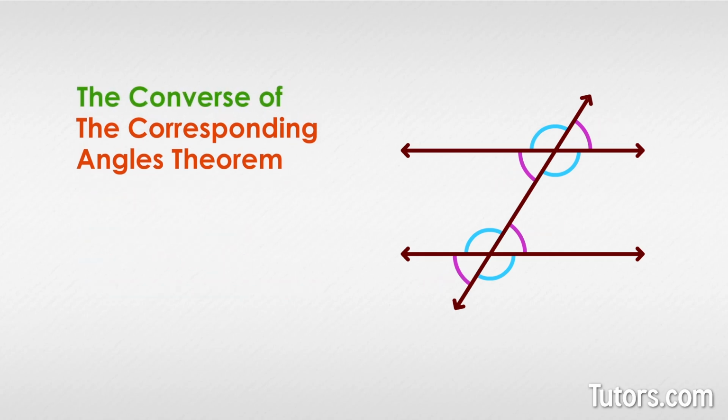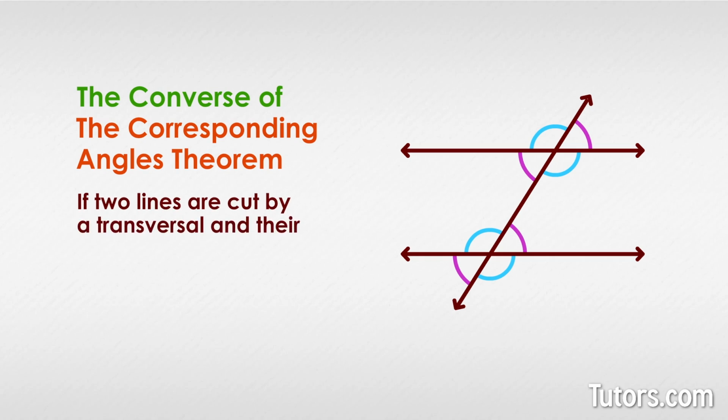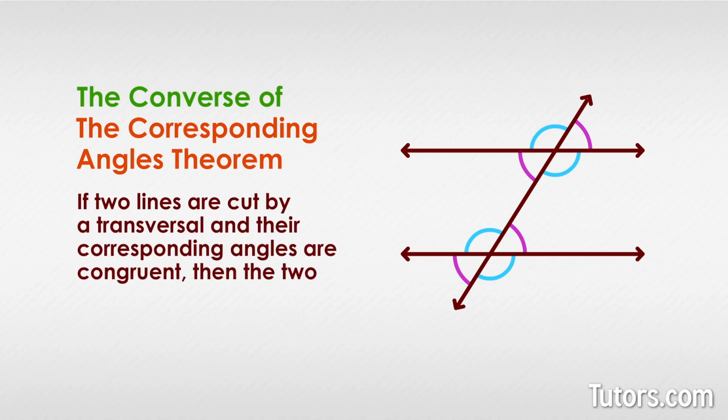The converse of the corresponding angles theorem is also interesting. If two lines are cut by a transversal and their corresponding angles are congruent, then the two lines are parallel.